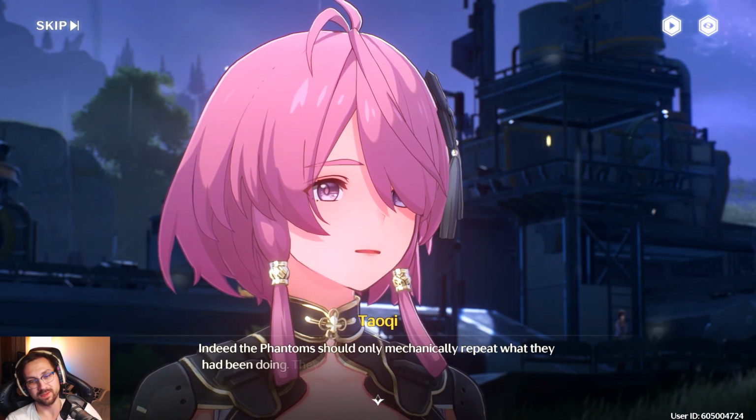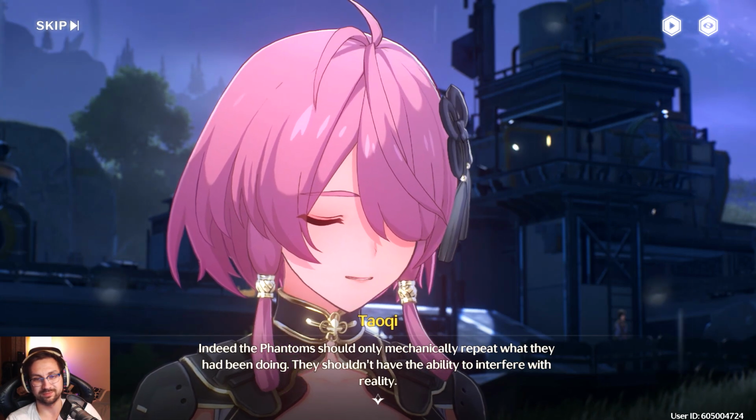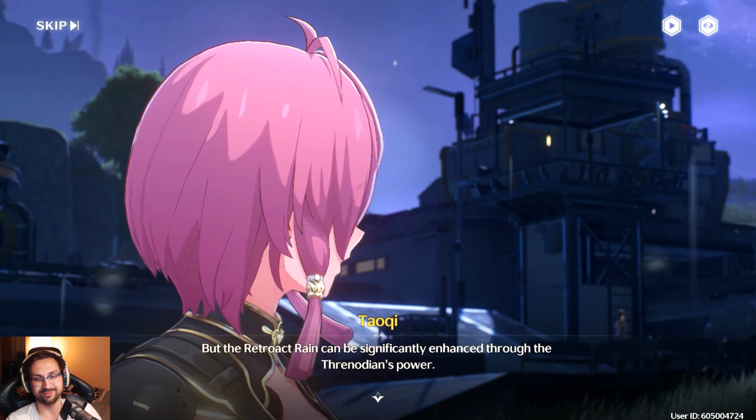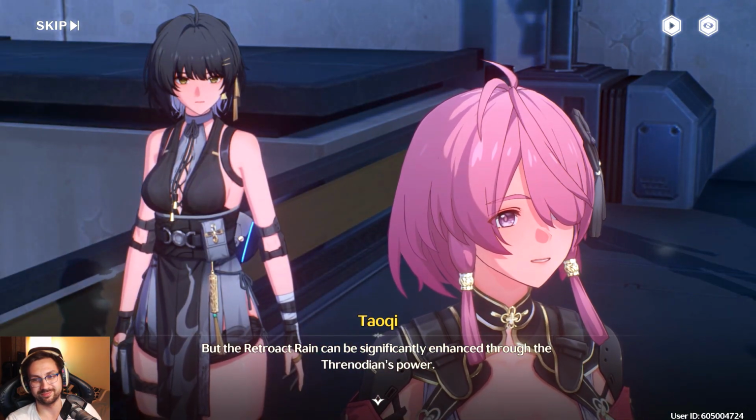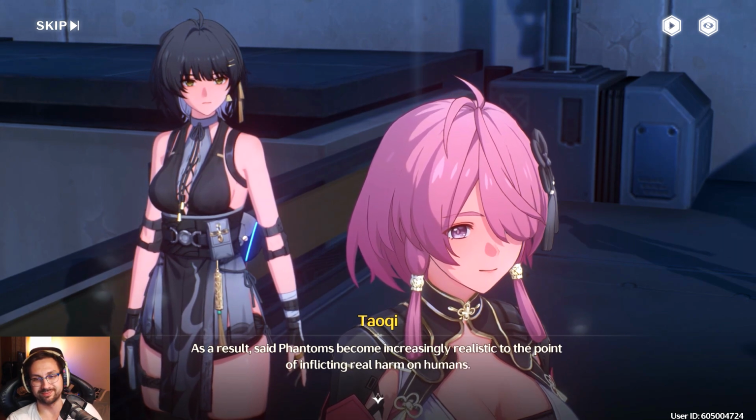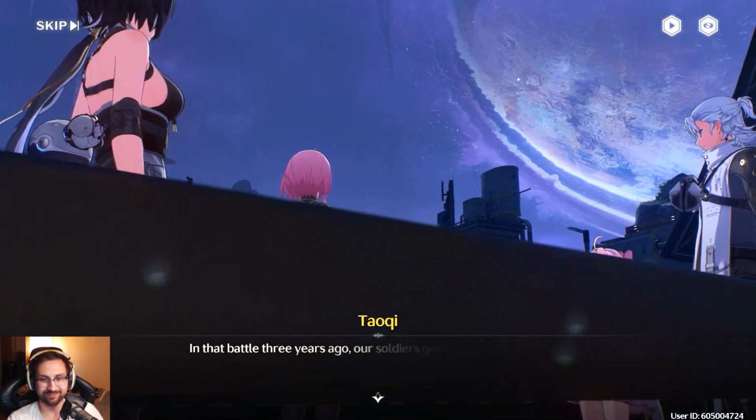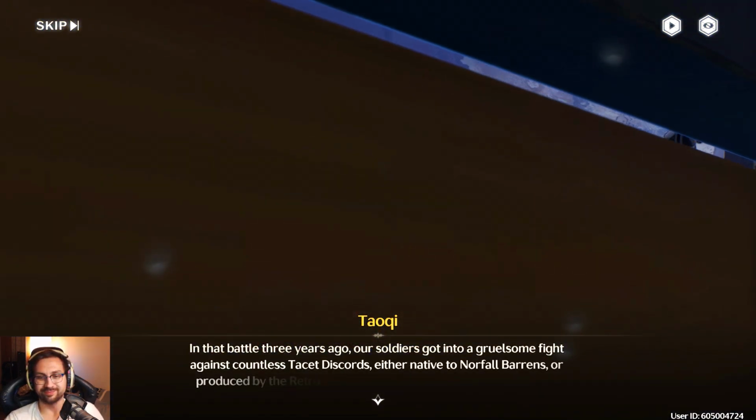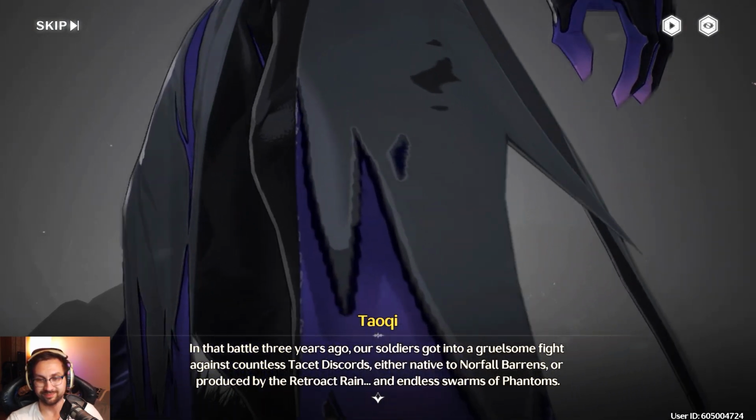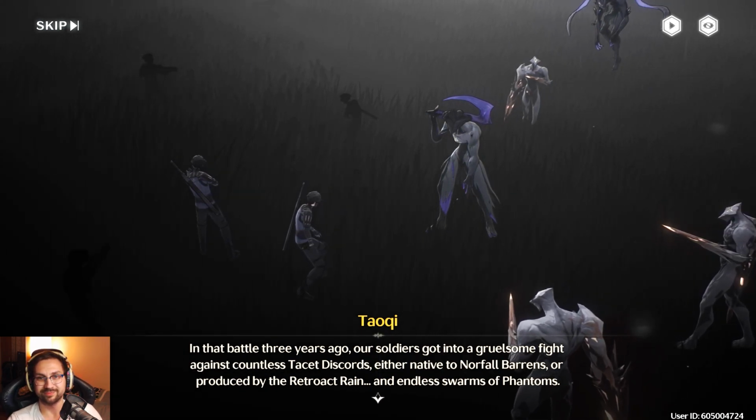Indeed, the phantoms should only mechanically repeat what they had been doing. They shouldn't have the ability to interfere with reality. But the Retroact Rain can be significantly enhanced through the Threnodian's power. As a result, said phantoms become increasingly realistic, to the point of inflicting real harm on humans. In that battle 3 years ago, our soldiers got into a gruesome fight against countless tacit discords, either native to Northfall Barrens or produced by Retroact Rain, and endless swarms of phantoms.